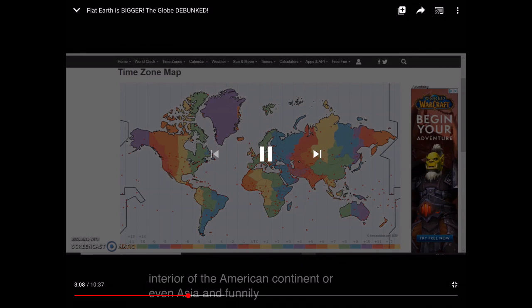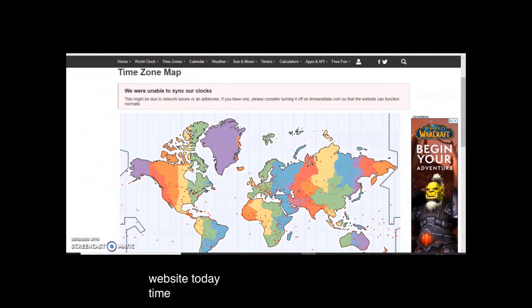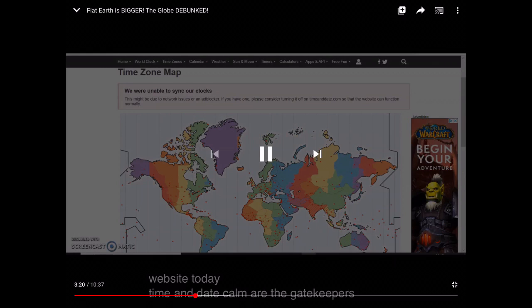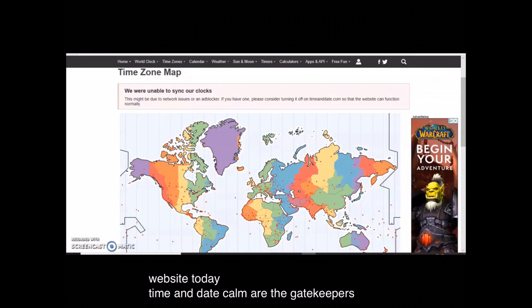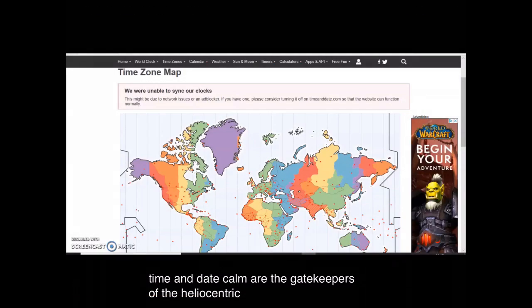And funnily enough, Time and Date.com uses the Mercator map on their website today. Yeah, they're trying to fit the whole world. There are many ways to fit the whole world into one map, because the world is round. This, however, leads to Greenland looking bigger than Australia, and very big. Very big, even though it's not like that.